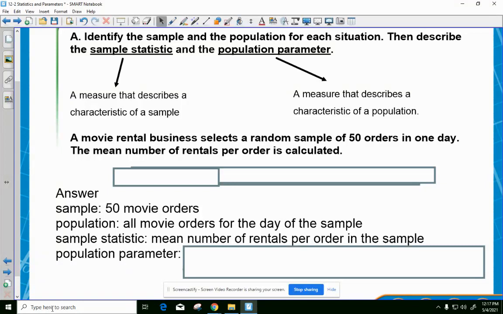Now, the population parameter is going to come from the population. So this one, any takers on what you think this one's going to be?